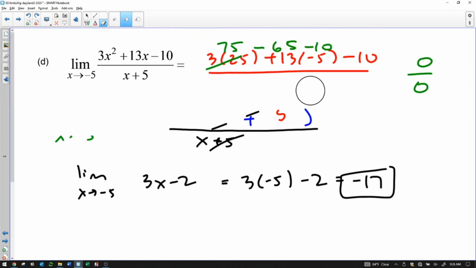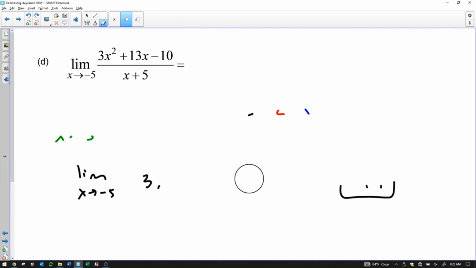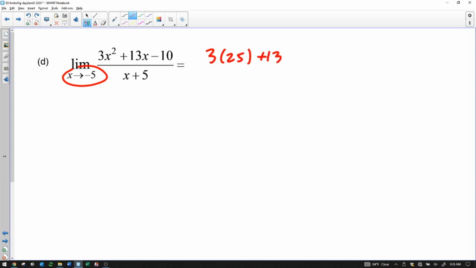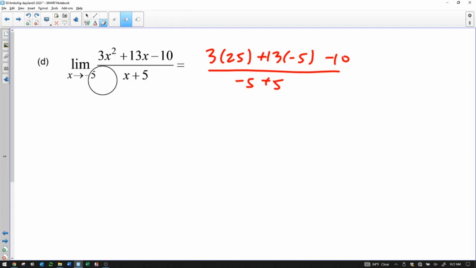Let's look at this problem. First, we're going to plug in. So everywhere there's an x, put in -5. So that's 3. -5 squared is not -25, it's +25. Is everybody good with that? And then on the bottom, we'll plug in -5. So on the top here, I'll have 75 minus 65 minus 10. On the bottom, I'll have 0. And this is actually 0 over 0.